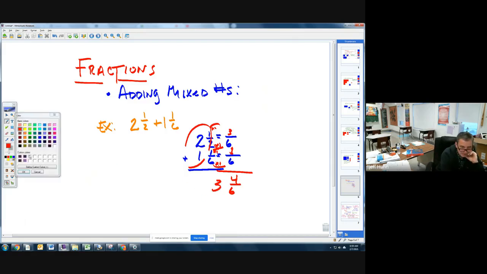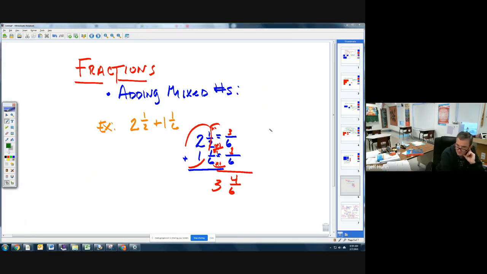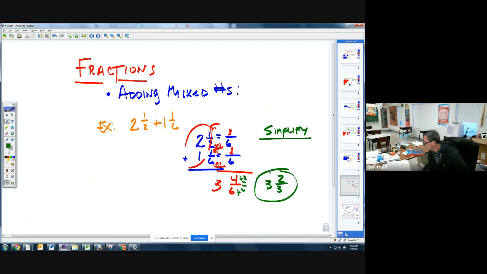It is not right, because as most of you say, the last step on any fraction work is to simplify, which means I need to reduce 4/6. They can both be divided by 2, so I end up with 2/3, and 3 2/3 is my final answer. Yes, it is.